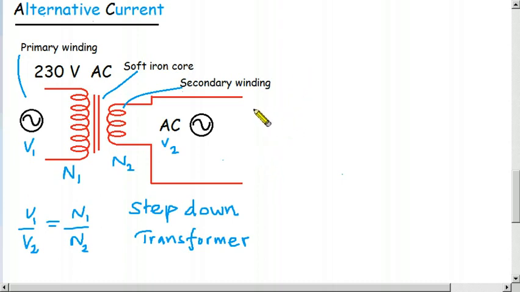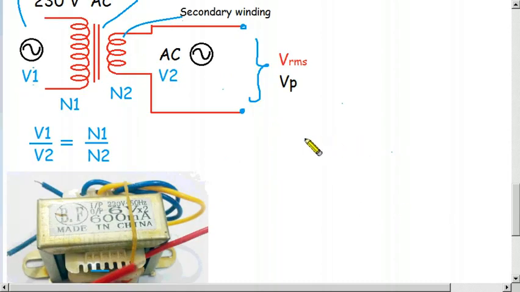Now what I am going to discuss is that between these two terminals there are two types of voltage. One is called VRMS, the other is called V peak. So let us discuss what they are. Before we go into detail, let me explain what this transformer is, because nowadays children don't get a chance to see such a device. There is a frame like this, a metal frame.